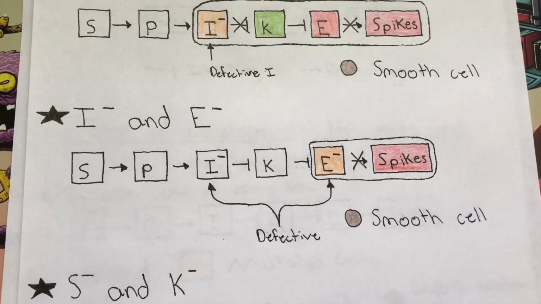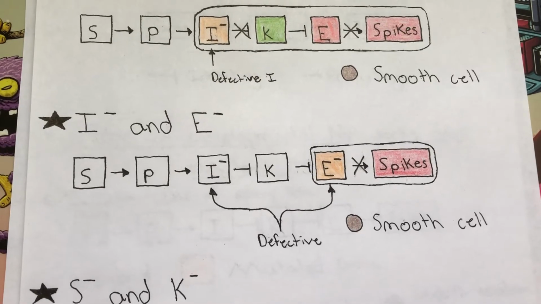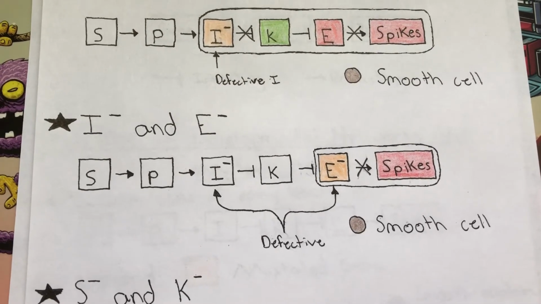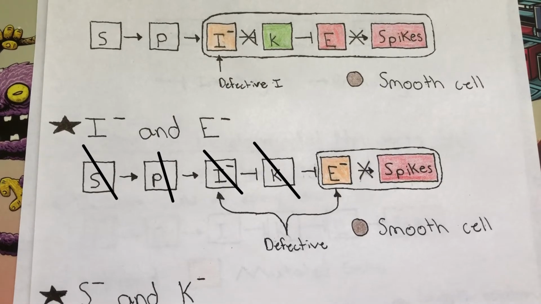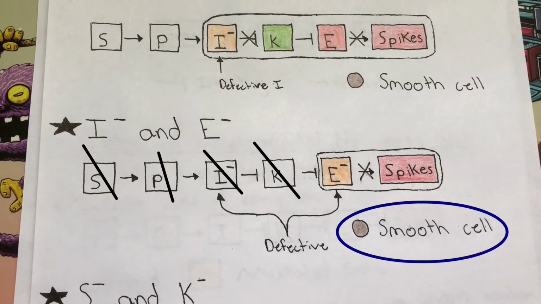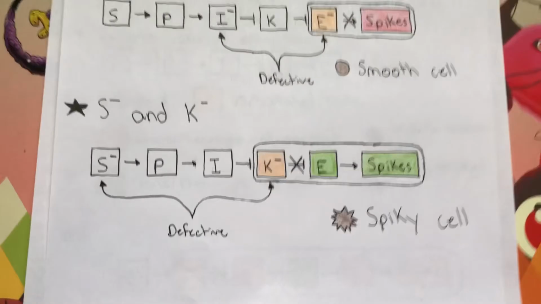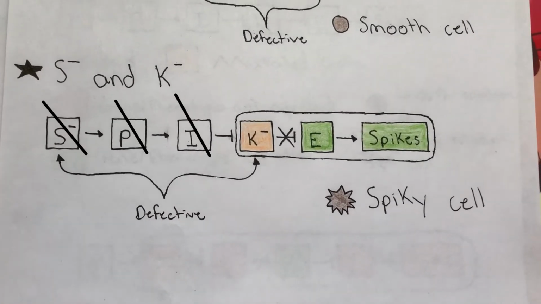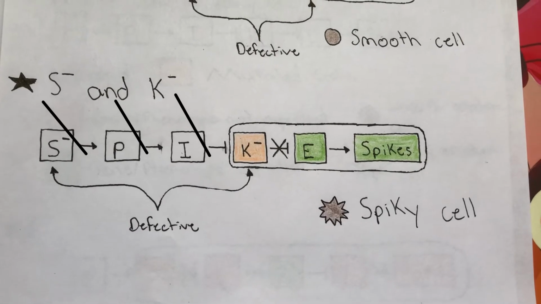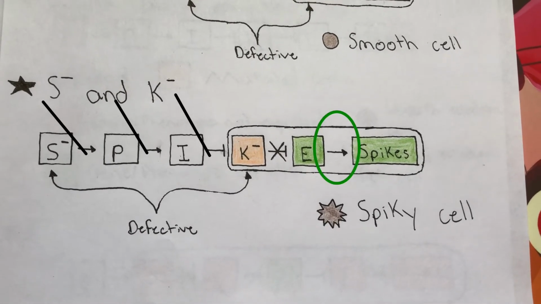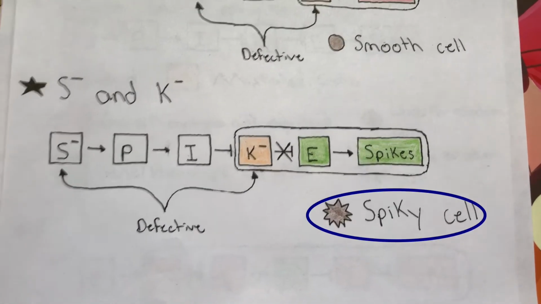In the case when there are two mutations, anything that is left of the furthest right mutation can be disregarded. When I and E are mutations, the mutation of E prevents the activation of spikes, resulting in a smooth cell. When S and K are the mutations, mutation of K prevents the inhibition of E, which allows E to activate the formation of spikes, leading to a spiky cell.